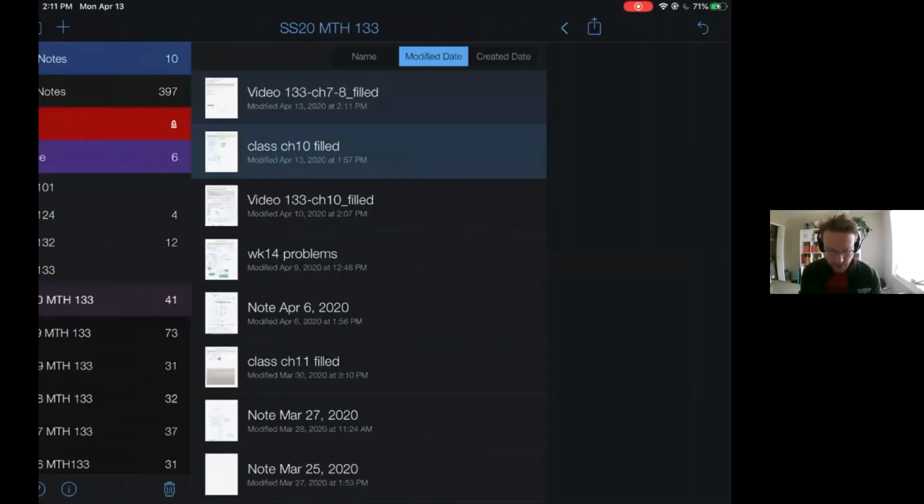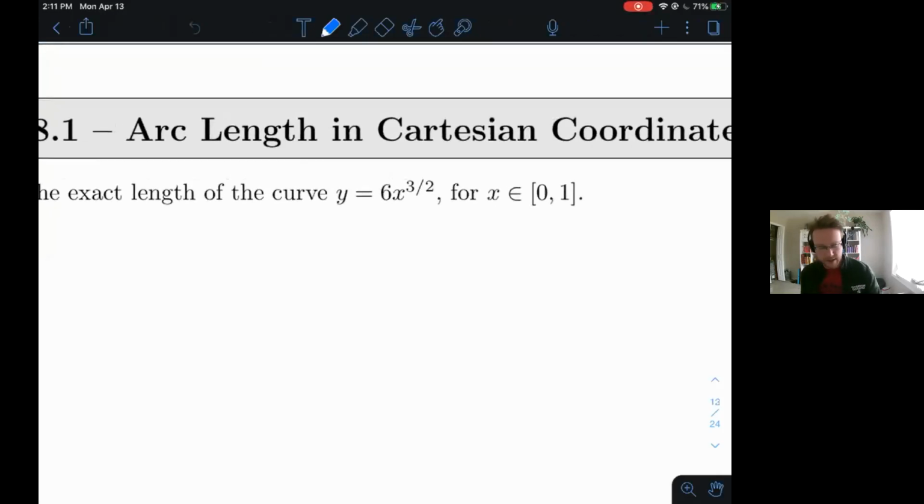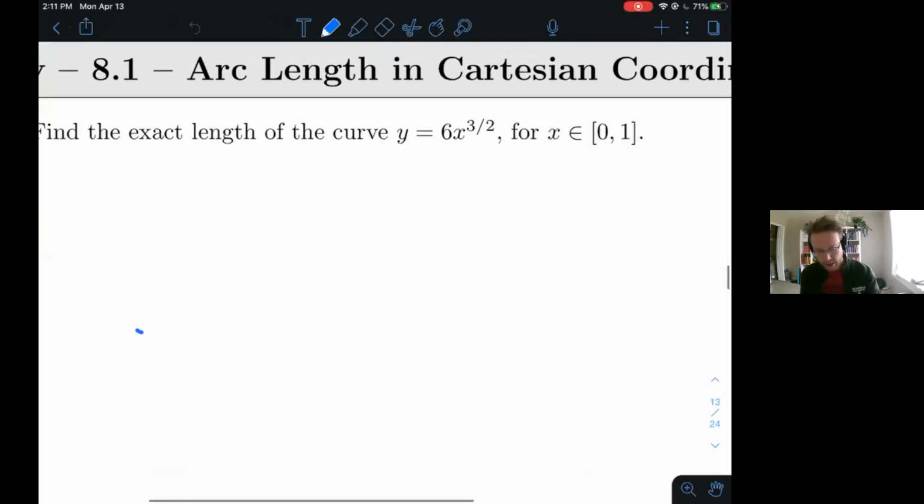Okay, so with that, why don't we go ahead and start in on some of our new problems for today. Find the exact length of the curve given by y equals 6x to the 3/2 power on the interval from 0 to 1, right? So you can imagine, you can sketch this, and it looks like some interesting curve here. And we want to know how long exactly is that curve. So that's the question of arc length.